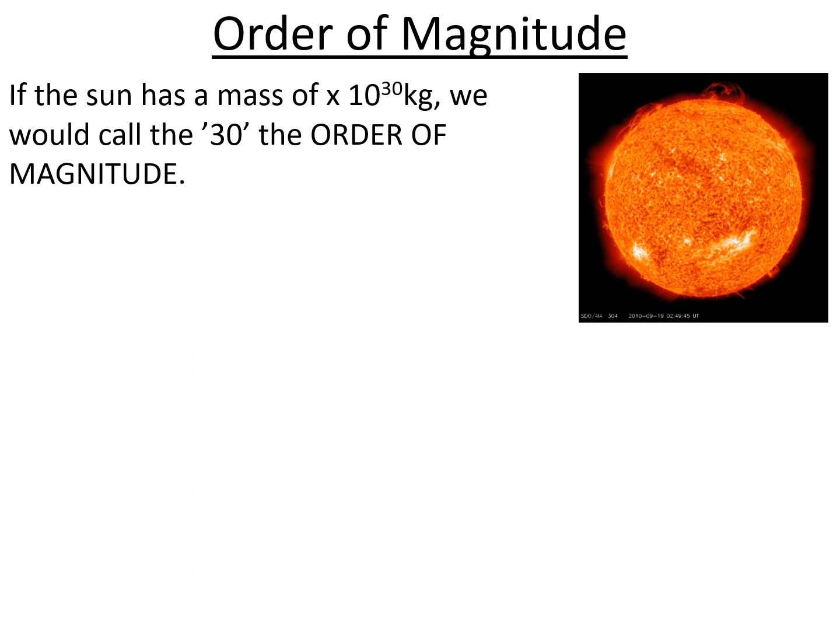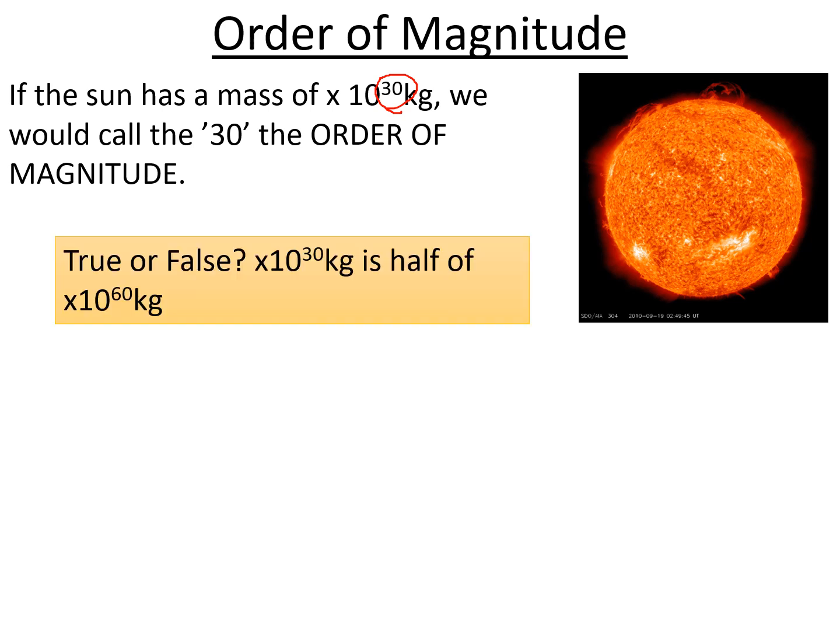So what do we mean by the order of magnitude? Well, for example, say we had the sun has a mass of something times 10 to the 30 kilograms. Well, the index 30 would be called the order of magnitude. So it has an order of magnitude of 30.